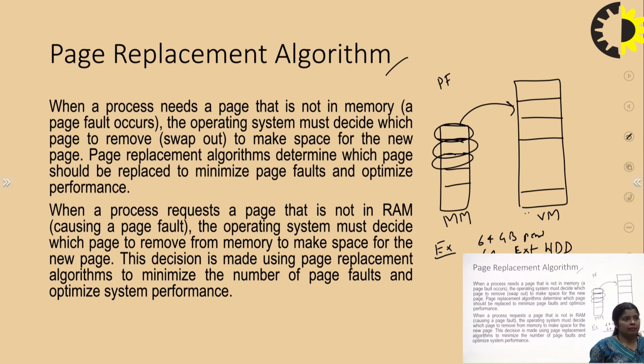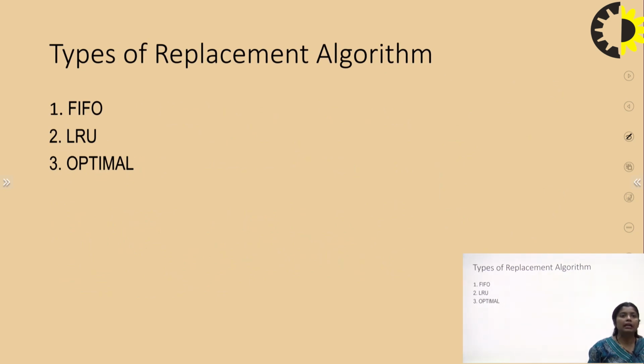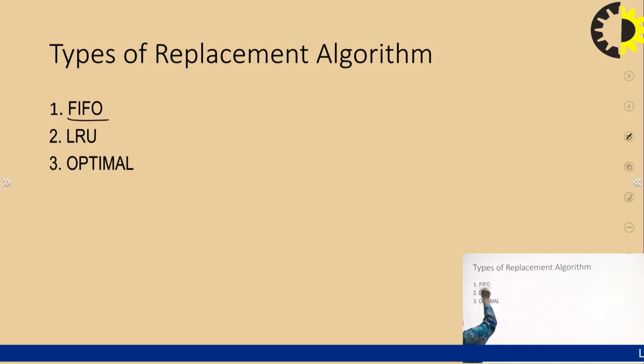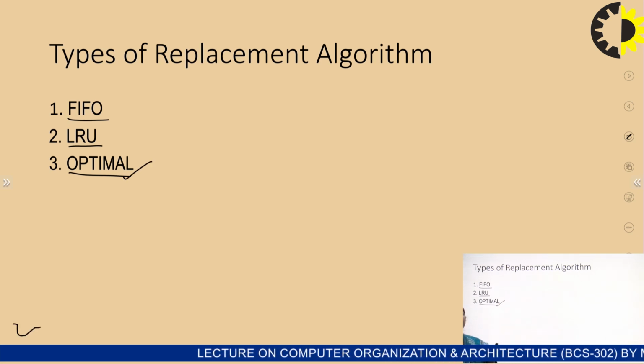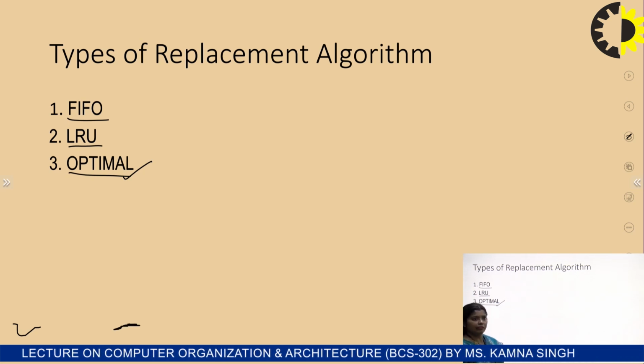Now, these are the three types of algorithm: first in first out, LRU, least recently used, and the optimal page replacement algorithm. You can say the optimal page replacement is the best case algorithm, and FIFO is the first in first out algorithm.